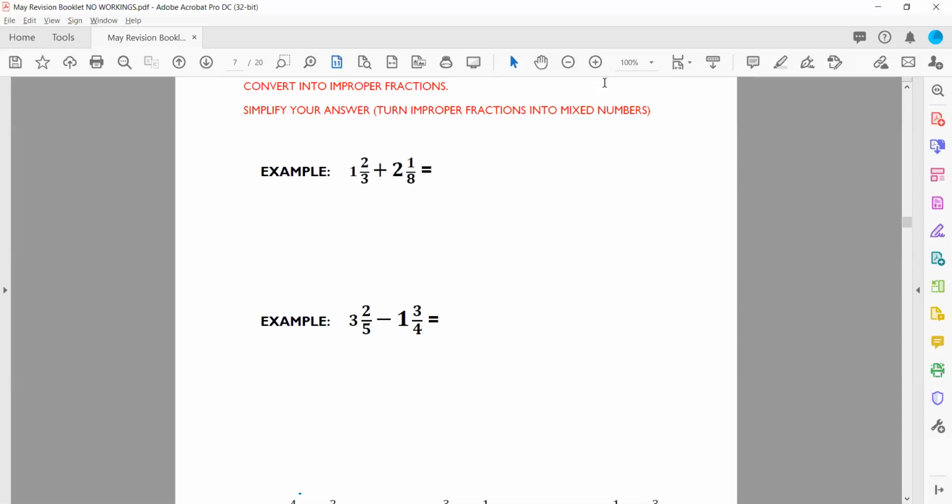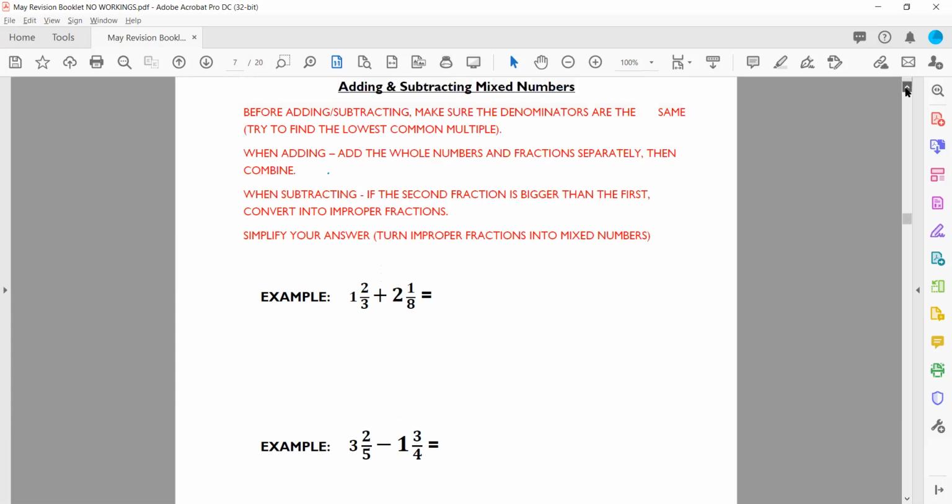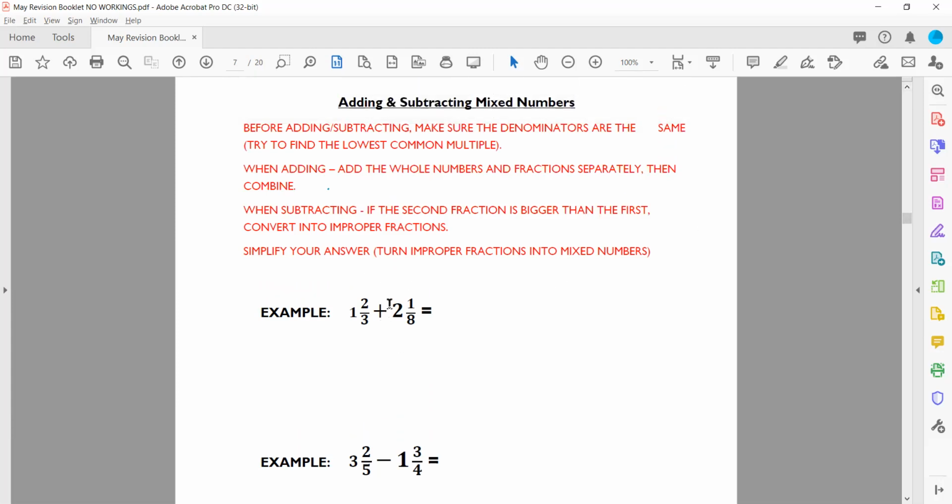So we're going to look at how we add and subtract mixed numbers now. Adding and subtracting mixed numbers, you can approach them slightly differently. When it comes to adding mixed numbers, I would always recommend that you add the whole numbers first.